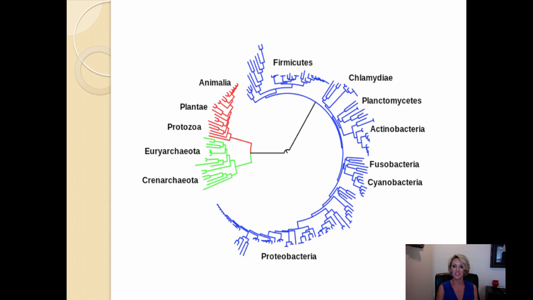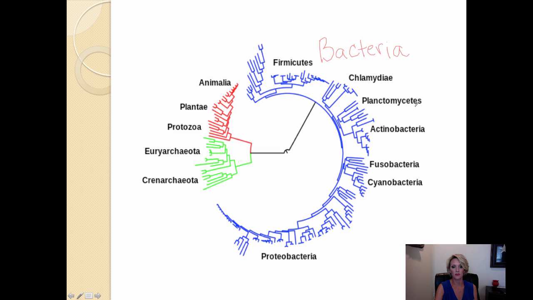Now, one thing scientists like to do is group things into categories based on similarities. And so this area over here in blue, this represents one group of organisms, and they belong to what's called the domain bacteria. They are unicellular organisms, and the type of cell they are is called a prokaryote, which means they don't have a nucleus in their cells.